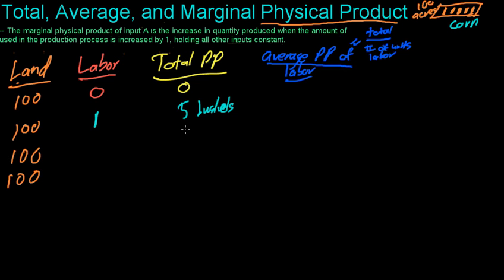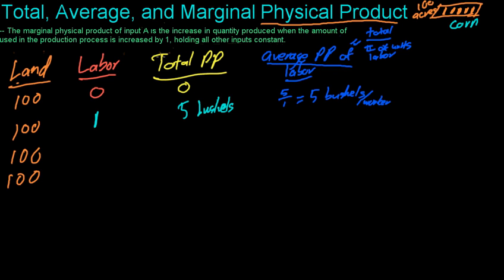So if we had one worker produce 5 bushels, then our average physical product of labor is just going to be 5 divided by 1, which is going to be equal to 5 bushels. And the correct units are per worker, because this is 5 bushels on top divided by 1 worker. So we have 5 bushels per worker.